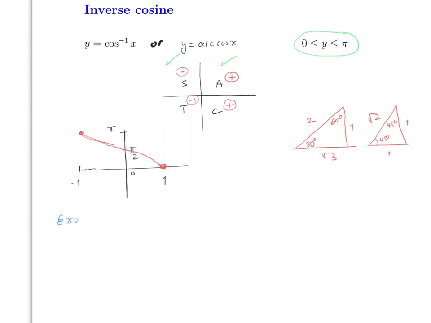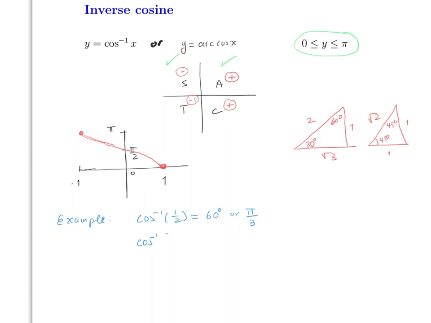So for example, if I ask you what is cosine inverse of 1/2, well, which is the only angle that will give you cosine to be 1/2? It will be 60 degrees. So it will be 60 degrees or pi over 3.